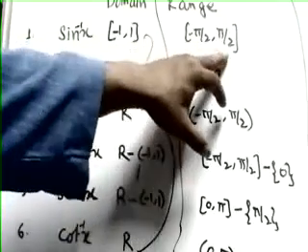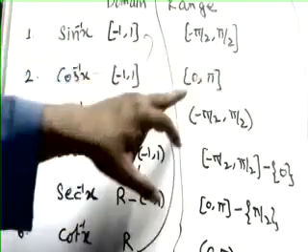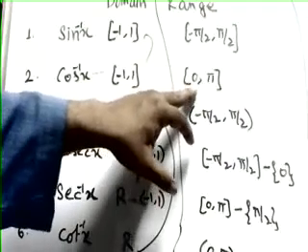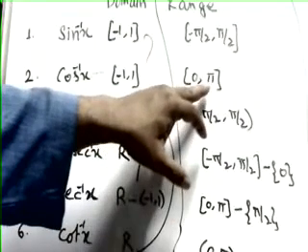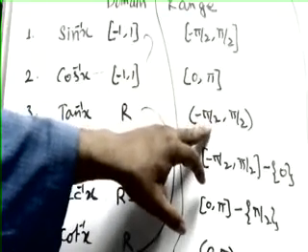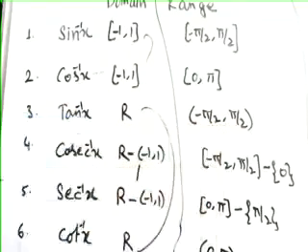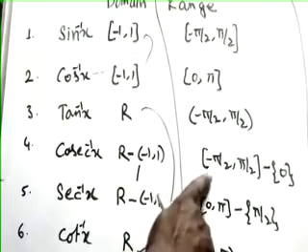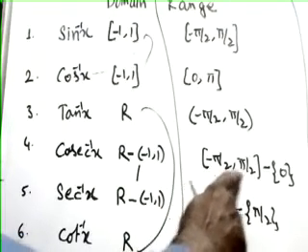Okay. Now see here, the range of sine inverse x is minus pi by 2 to pi by 2, closed bracket, and the range of cos inverse x is 0 to pi, and the range of tan inverse x is open bracket minus pi by 2 to plus pi by 2.